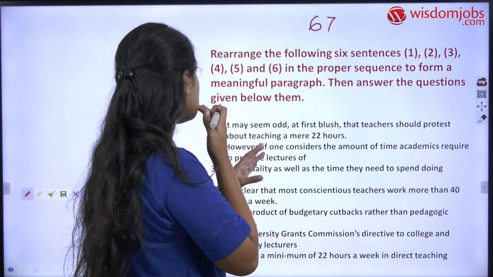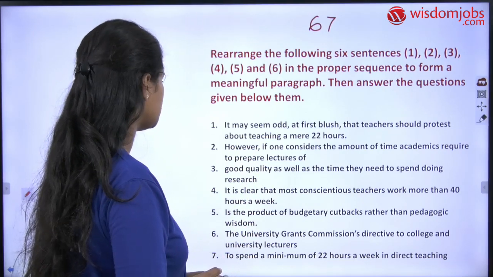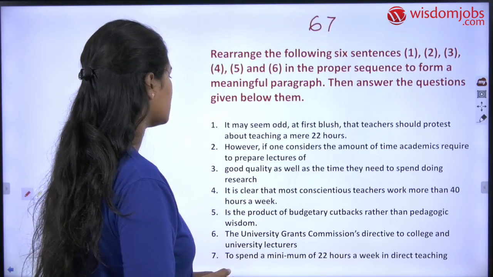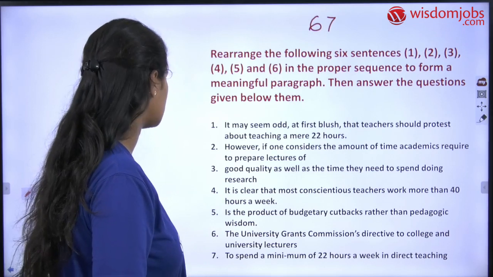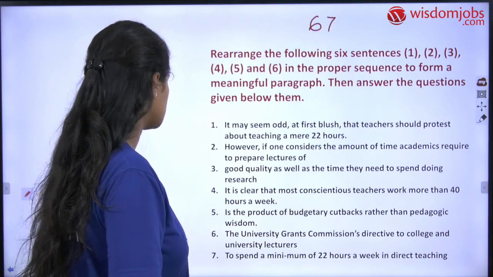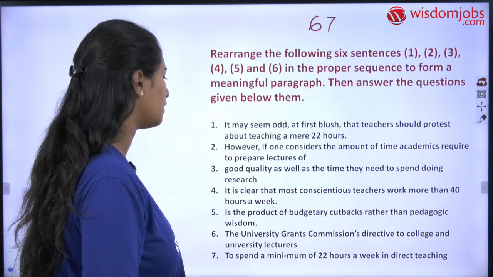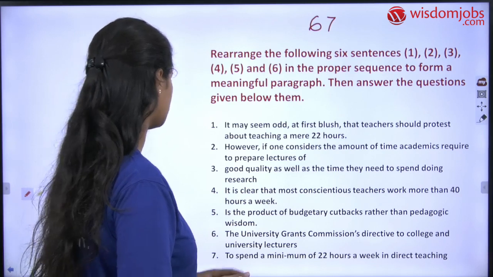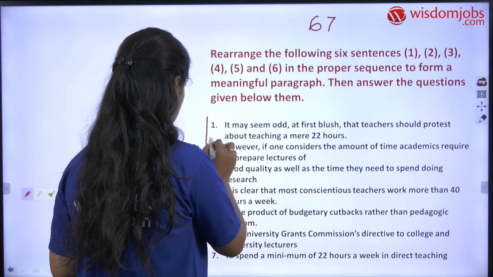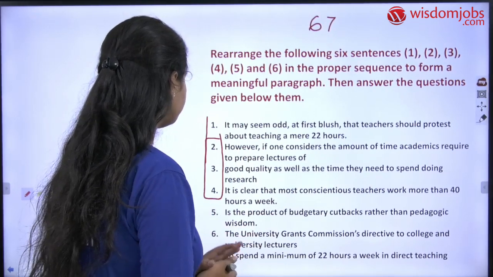So it may seem odd at first blush that teachers should protest about teaching a mere 22 hours. However, if one considers the amount of time academics require to prepare lectures of good quality as well as the time they need to spend doing research, it is clear that most conscientious teachers work more than 40 hours a week. Basically 2, 3, 4 are the same paragraph.